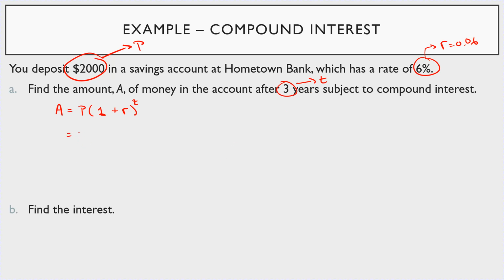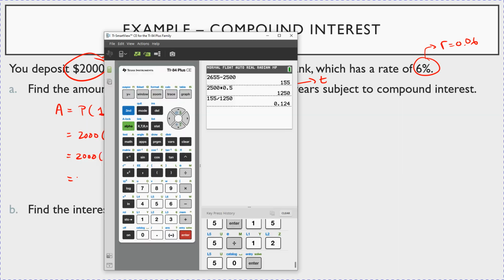So you're going to go 2,000 times 1 plus 0.06, raised to the third power. So this is going to be 2,000 times 1.06 to the third power. Then watch my calculator. I'm going to do this all in my calculator here.